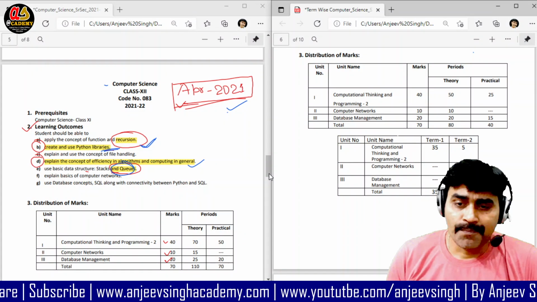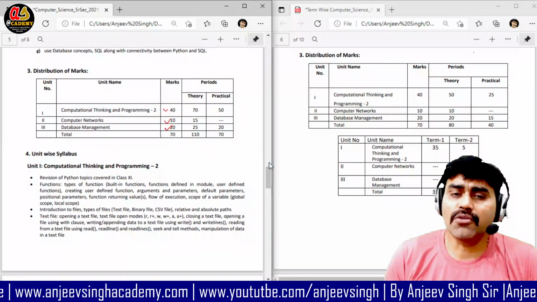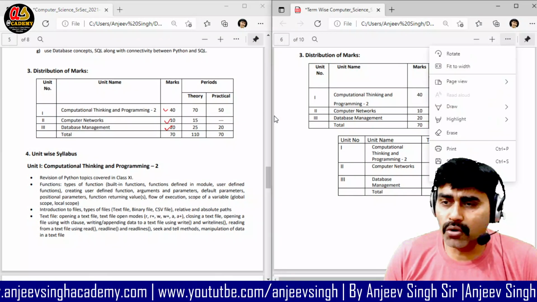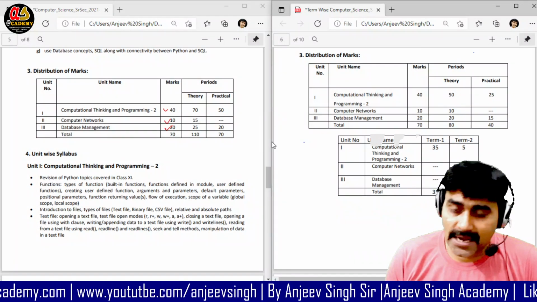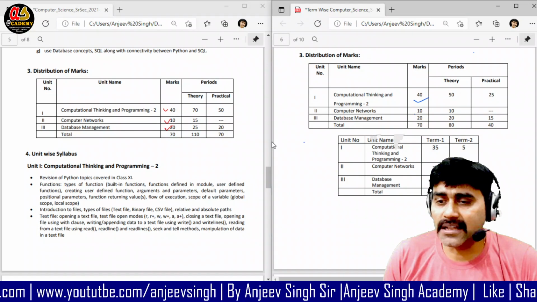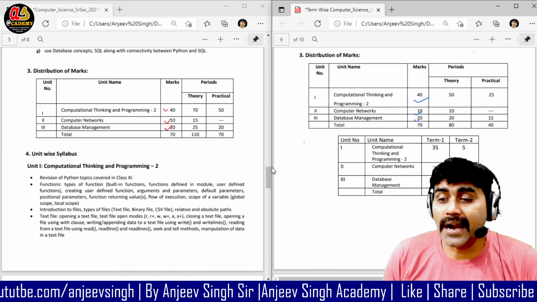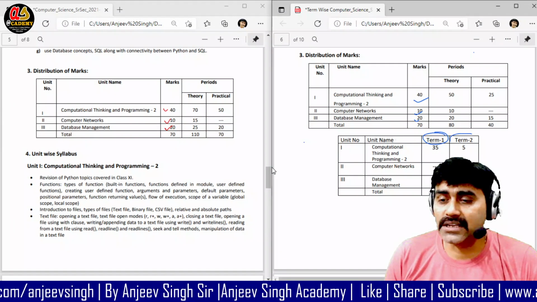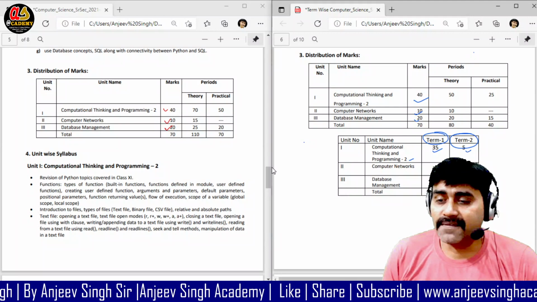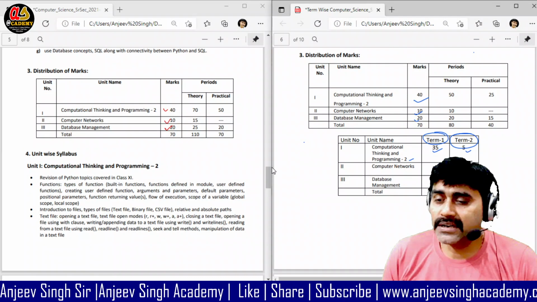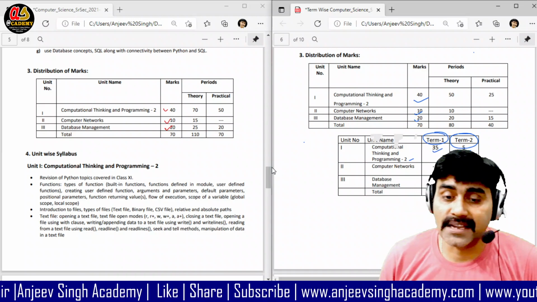The first thing, if we compare the weightage of marks, the weightage of marks of each topic is the same in both syllabi, whether it was published in March or right now. In both you can see the weightage of marks is the same, but whenever you look at it term wise you can find there are some changes. So 35 marks from unit 2 in term 1, and 10 from networks, 20 from database management and 5 from computational thinking will come in term 2.